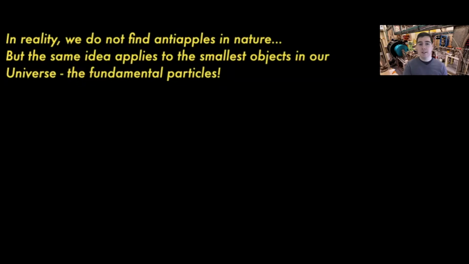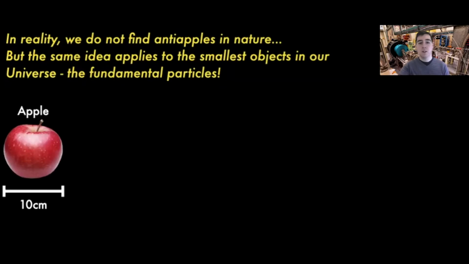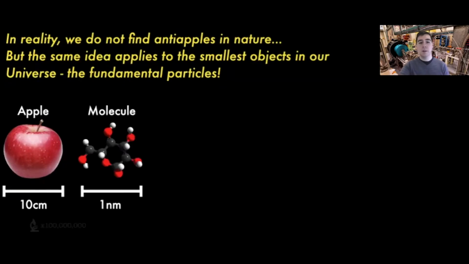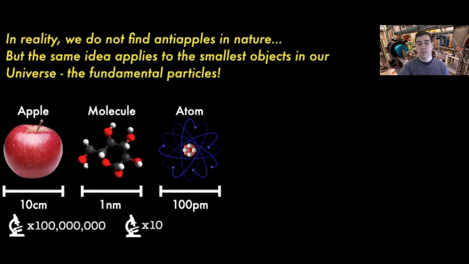So, of course, in reality, we do not find anti-apples in nature, but the same ideas that we just discussed apply to the smallest objects in our universe, the fundamental particles. Let's start with the apple. What is it made of? If we zoom in about 100 million times, we find molecules. This is a sugar molecule. It is a collection of carbon and hydrogen and oxygen atoms. An atom, about 10 times smaller, contains electrons. And these electrons are buzzing around a tiny nucleus at its center. These electrons are among the fundamental particles, the very smallest things we know of.